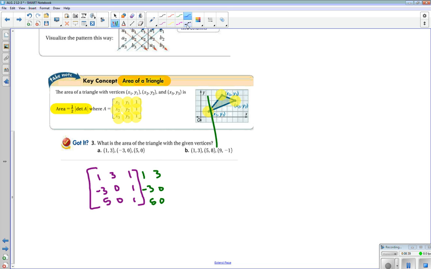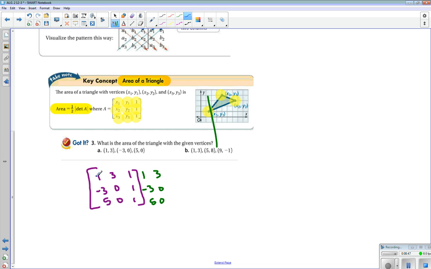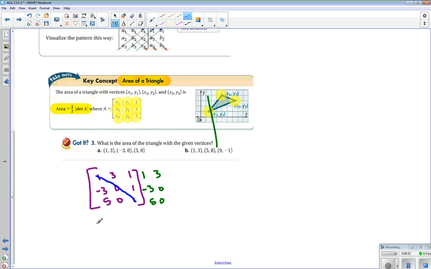And then, if we look at the pattern, we're going to go down first. So we're going to start in the top right corner and go 1 times 0 times 1 plus 3 times 1 times 5 plus 1 times -3 times 0.